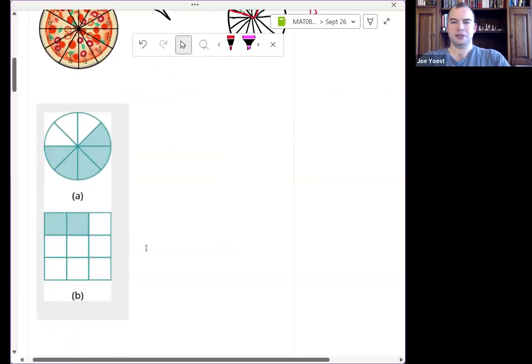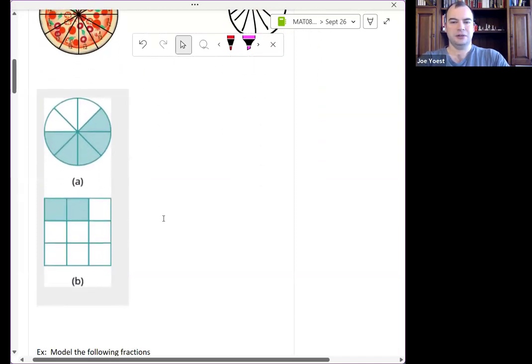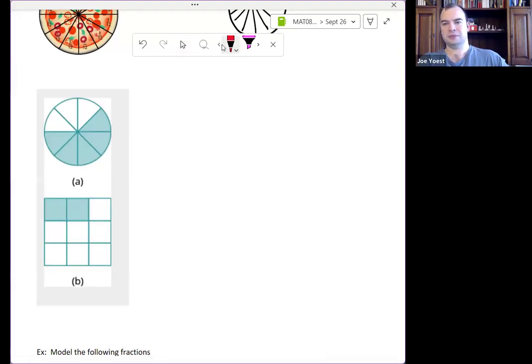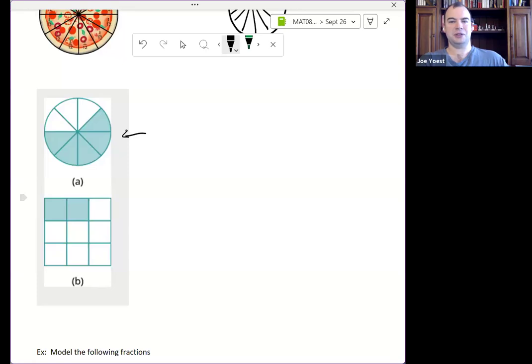We can move away from the pizza model because, I'm not an artist, so we can look more at abstract diagrams like this. So we could look at an example like this one here, where I have just a circle. I can count how many slices this circle is divided into. 1, 2, 3, 4, 5, 6, 7, 8. I see this circle is split into 8 slices.